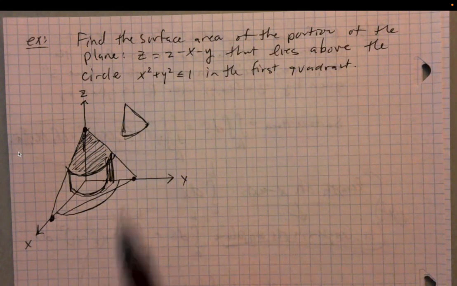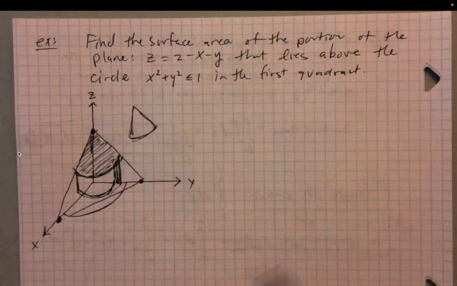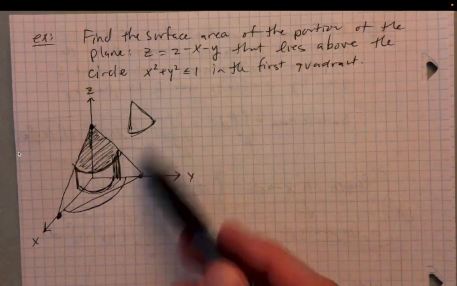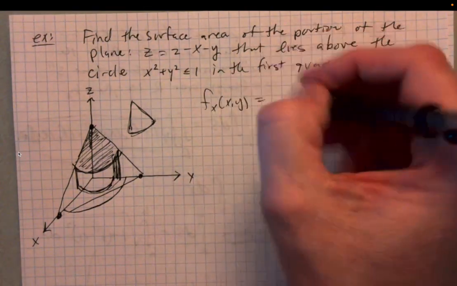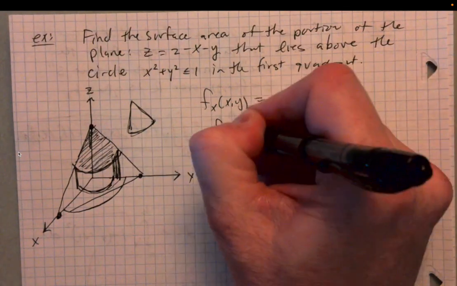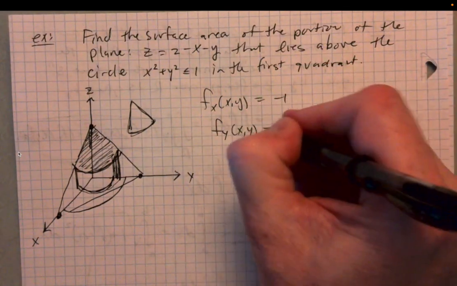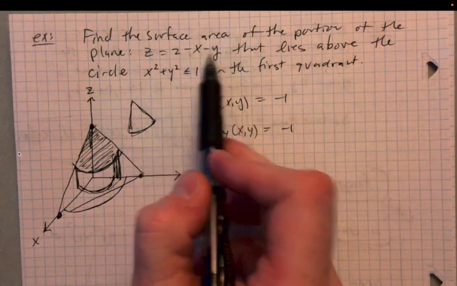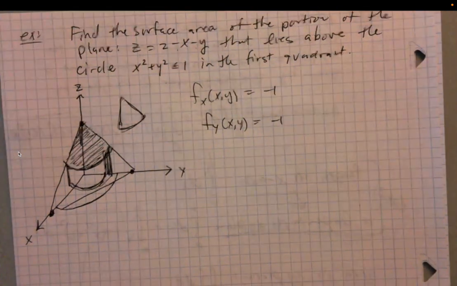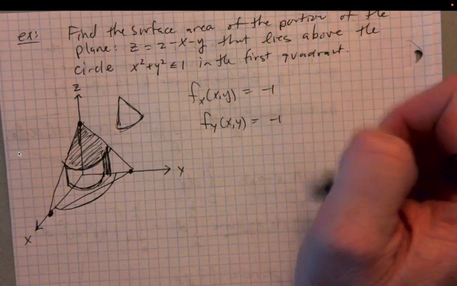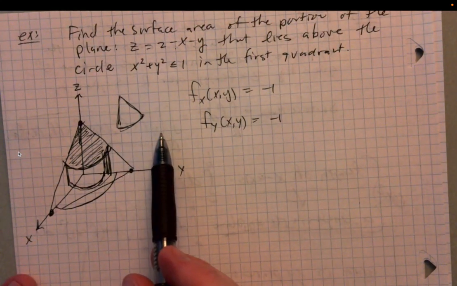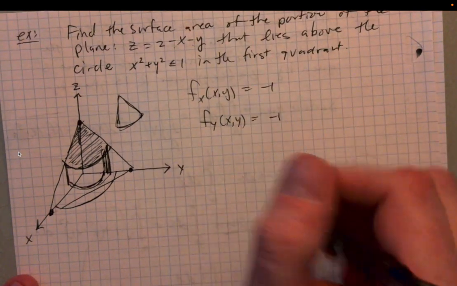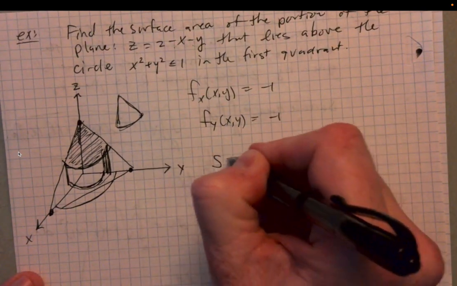Now what makes this easier than a typical problem is that the partial derivatives are constants. Right? So f sub x is just -1. F sub y, the partial with respect to y, is just -1 as well, right? Just pull those right off of there. And so the fact that you've got constant partial derivatives makes the function relatively easy to deal with. Okay, and so the surface area here, we can set up the integral, right?